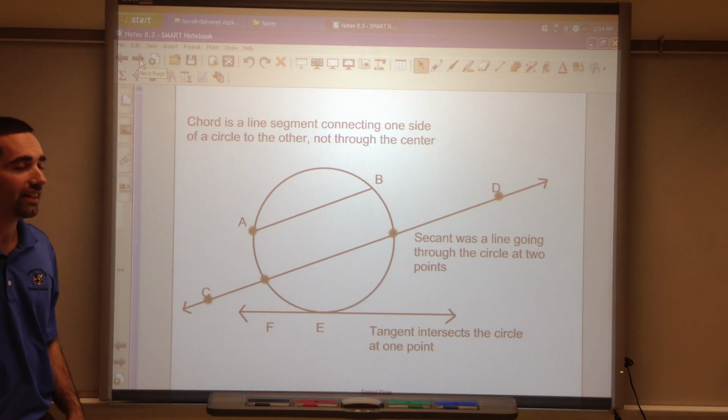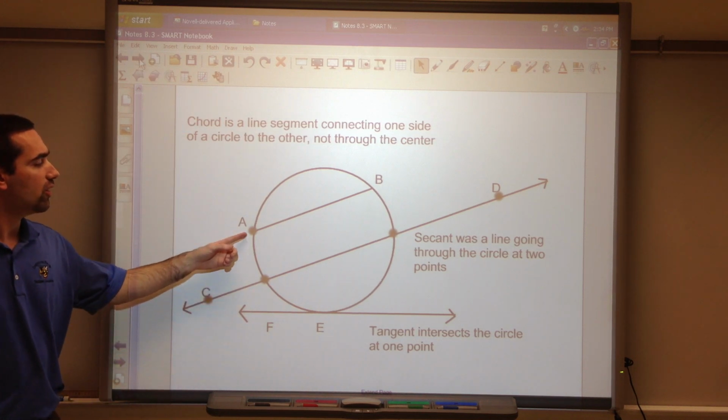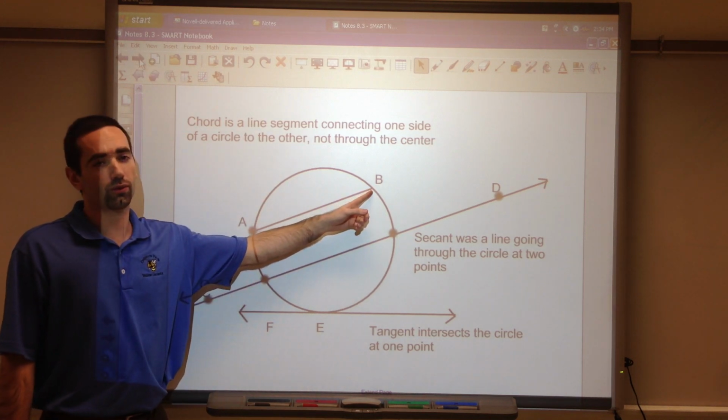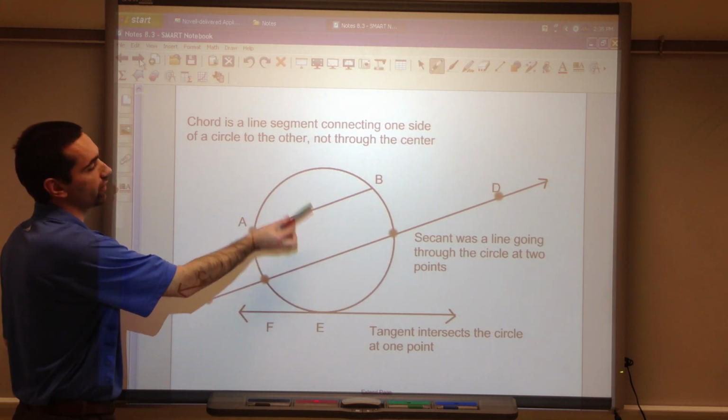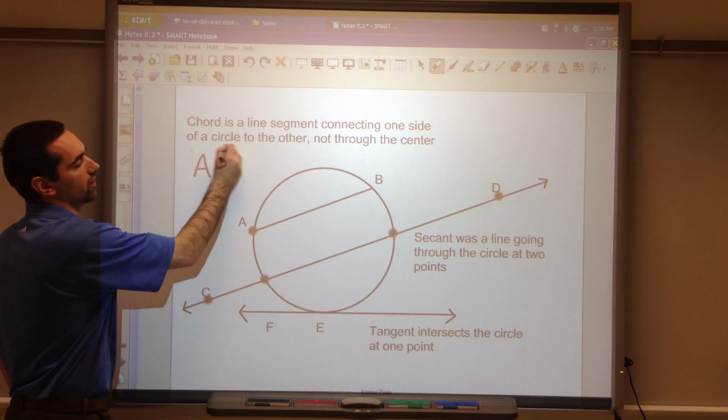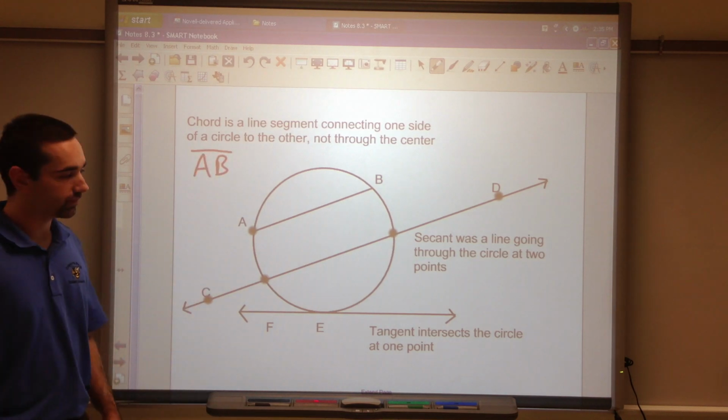A chord is a line segment connecting one point on the circle to another point on the circle. And it doesn't go through the center. So AB is a chord.